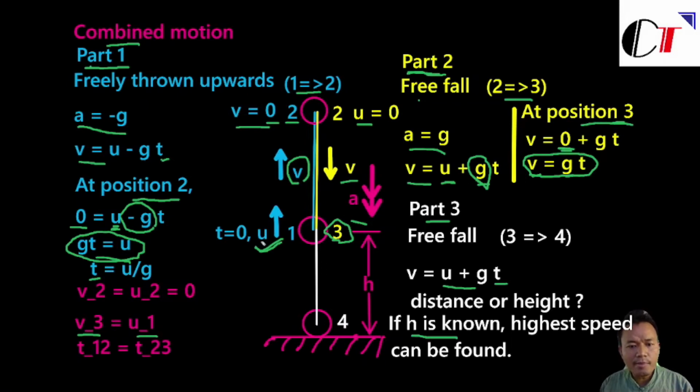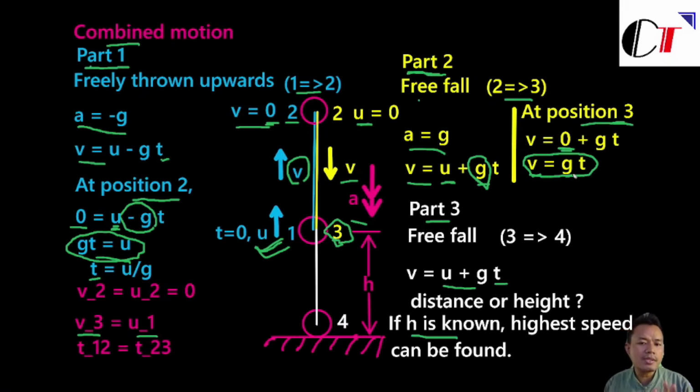And again, if you look at magnitude, this one starts from u and decreases with slope minus g, and finally the velocity is 0. But for this side from 2 to 3, the initial speed is u and the slope is g, so the increase in the velocity is just g, and then at position 3, of course, the final speed will be just gt.